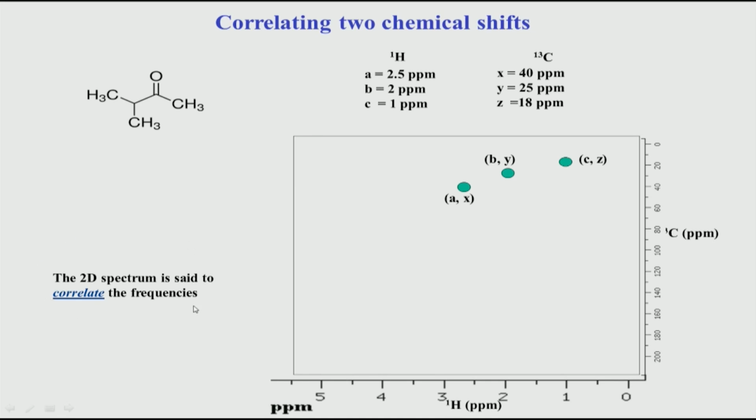So, this is what we say correlation. The word correlation is used in 2D NMR very often. The idea here is that we are correlating the 2 frequencies, meaning we are connecting or matching the 2 chemical shifts. One is the carbon chemical shift, the other is hydrogen, and by connecting those 2, I am able to figure out which proton is correlated with which carbon chemical shift.